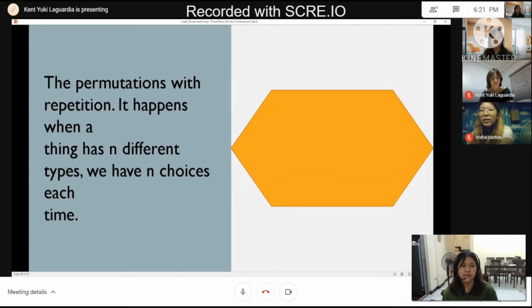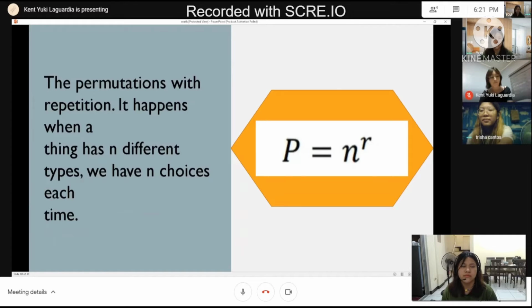Lastly, number 8. The permutations with repetition. It happens when a thing has n different types. We have n choices each time. The formula is P equals n to the exponent r.